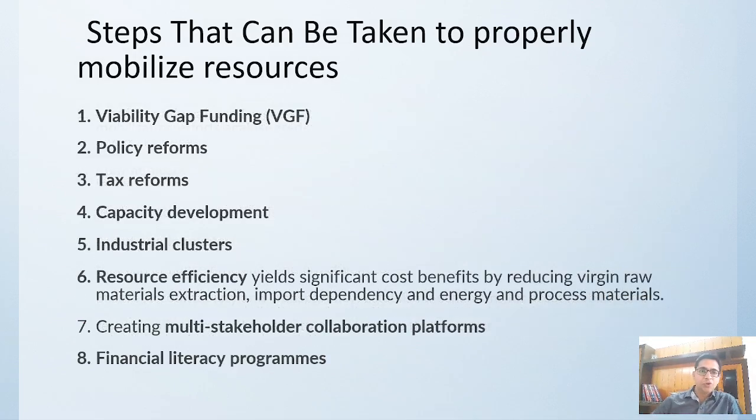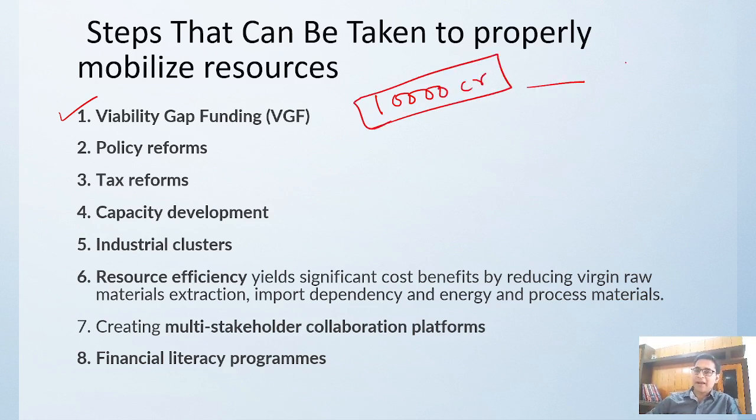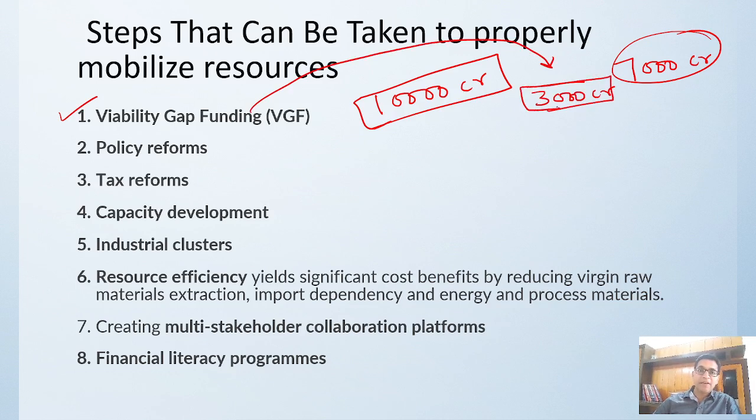So the government is providing viability gap funding. If any project has a value of 10,000 crore rupees, and the private party is only able to provide 7,000 crore, the government will provide viability gap funding of 3,000 crore. And in the meanwhile, the government tries to reform the policies in order to mobilize the resources properly.